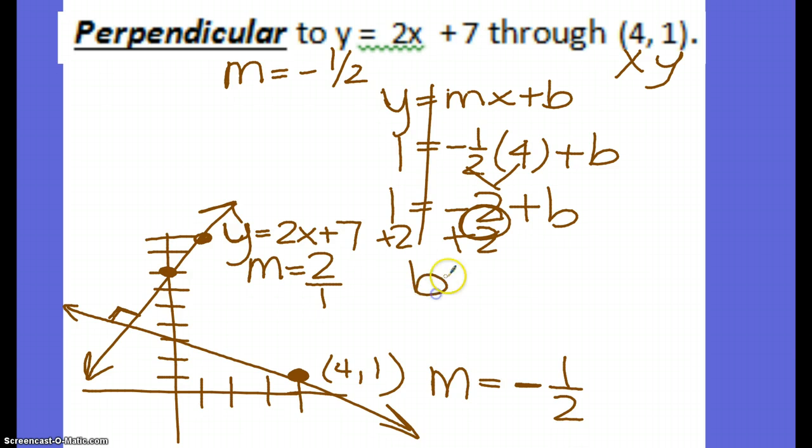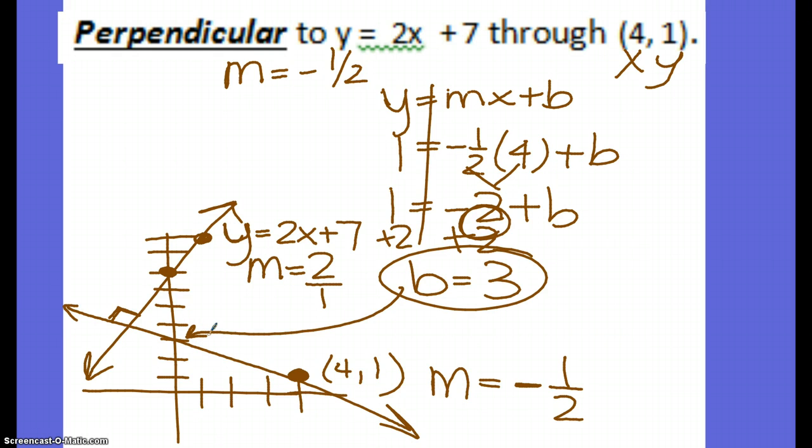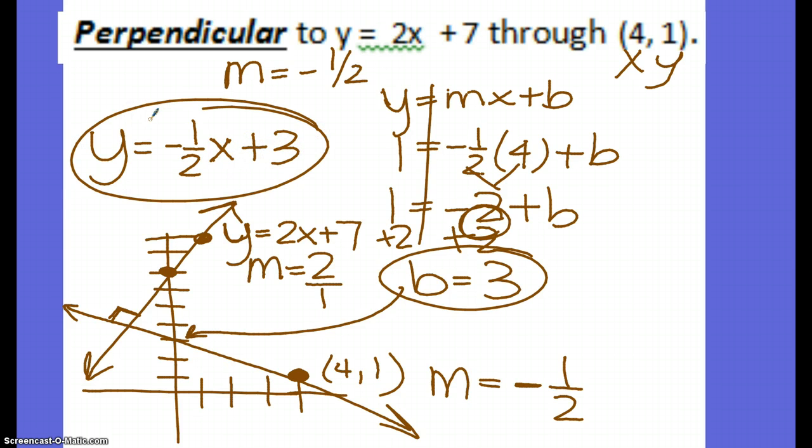And that means b is equal to 3, which actually I drew the line so that worked out. So the y-intercept is 3. We know that the equation is then y equals negative 1/2 x plus 3. That's the equation of the line through the point 4, 1, perpendicular to that line.